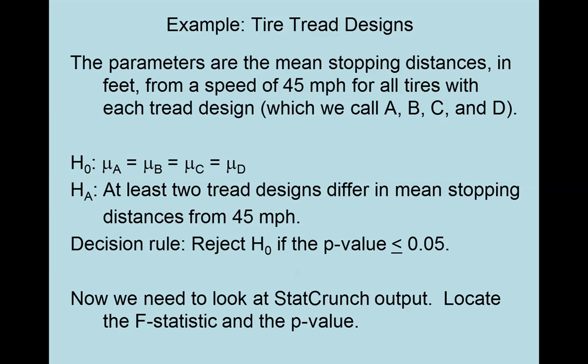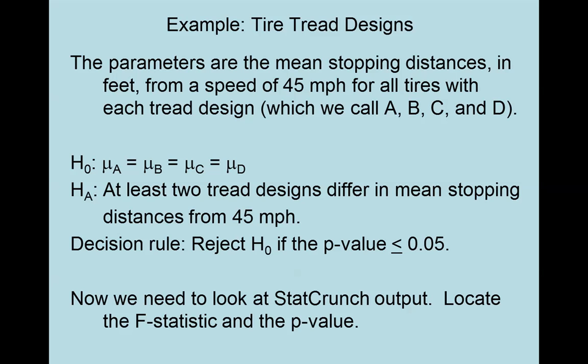Well, first let's define our parameters. The parameters are going to be the mean stopping distances in feet from a speed of 45 miles per hour for all tires with each of the tread designs, and we'll just call the tread designs A, B, C, and D. Under the null, we would say the mean stopping distance is equal for all 4 tread designs: mu sub A equals mu sub B equals mu sub C equals mu sub D. Under the alternative, we're saying at least 2 tread designs differ in mean stopping distances. Maybe they're all different, maybe some of them are different and some are not. I just know they're not all equal.